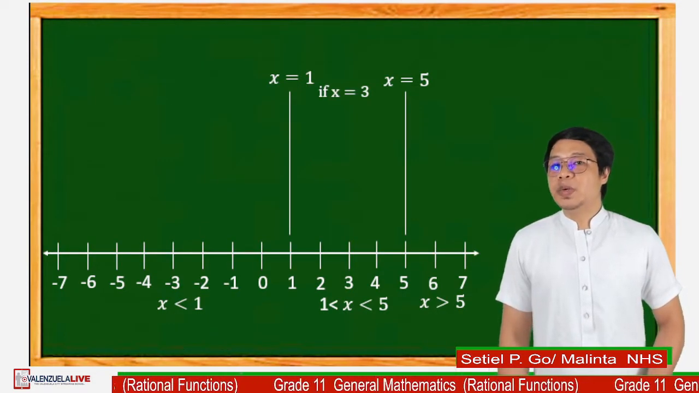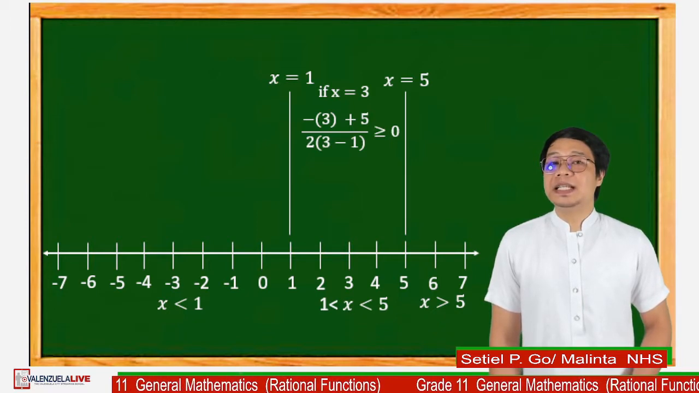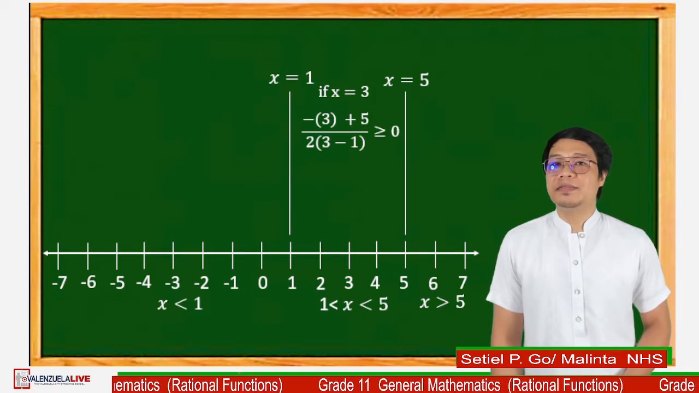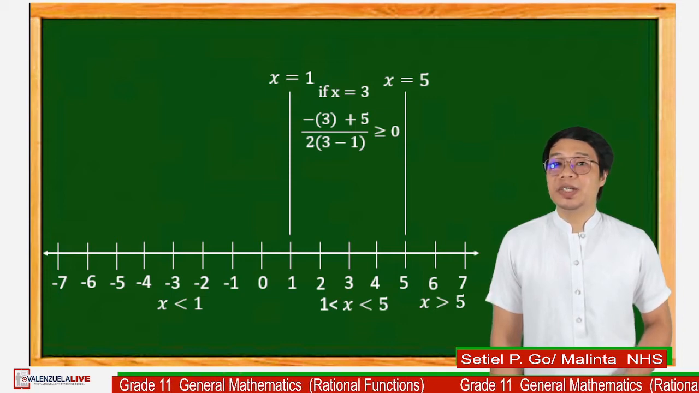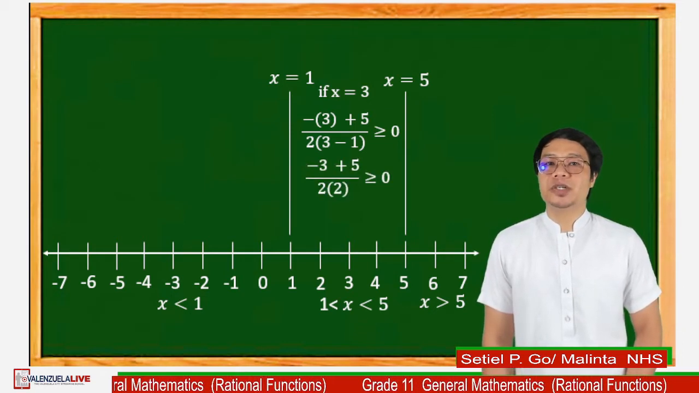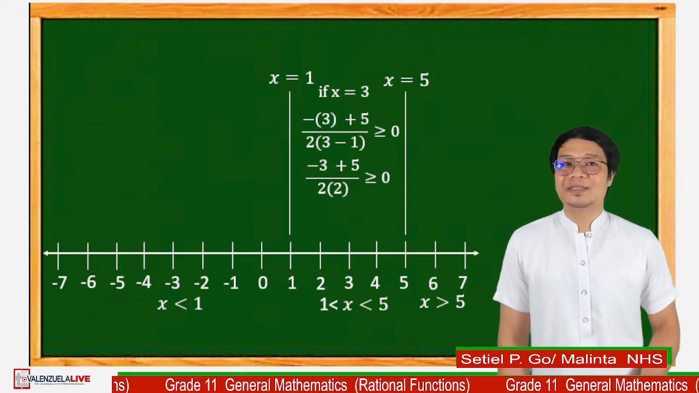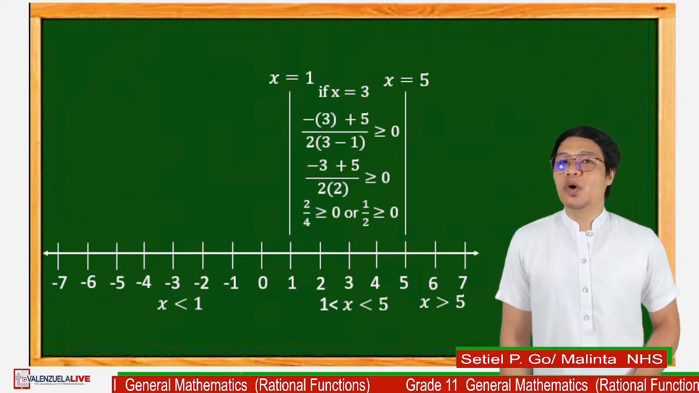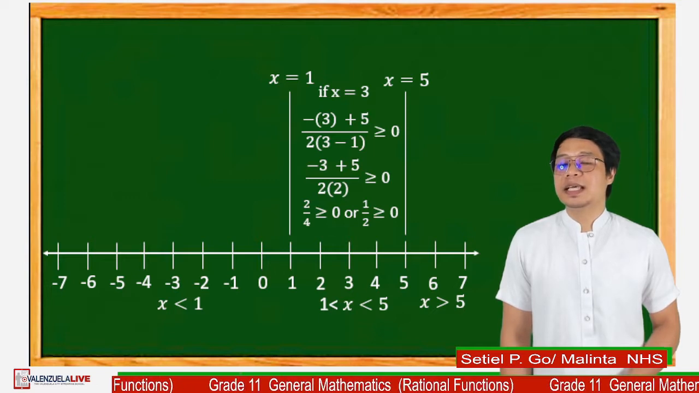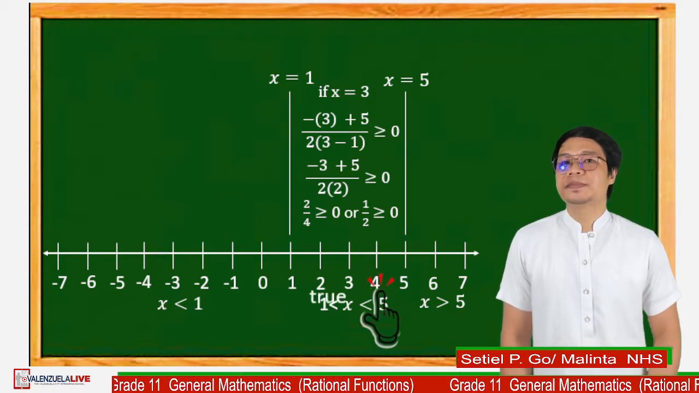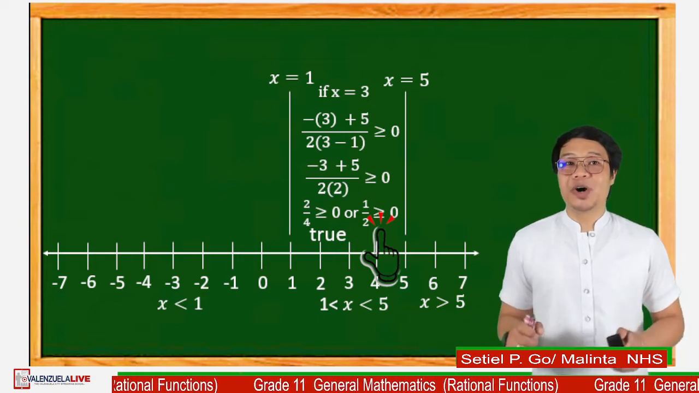So let's have between 1 and 5. Let's consider x is equal to 3. Using the single rational inequality that we have, negative times 3 plus 5 all over 2 times the quantity 3 minus 1 must be greater than or equal to 0. Now, performing the operation, we come up with negative 3 plus 5 over 2 times 2. Is this greater than or equal to 0? Let's find out. This will become 2 over 4, or 1/2 is greater than or equal to 0. The question is, is 1/2 greater than or equal to 0? Yes, it's true. Meaning, this portion is part of the solution.